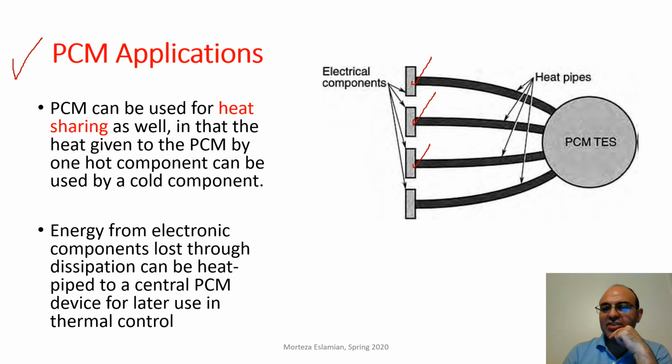And then some other electronics actually do need heat. They need to be heated. So instead of using heaters, the heat required by the other electronics can be provided by the heat which is available in the PCM. That's heat sharing, similar to a mechanically pumped fluid loop, which does a heat sharing function. A PCM can also do heat sharing. This is another application.